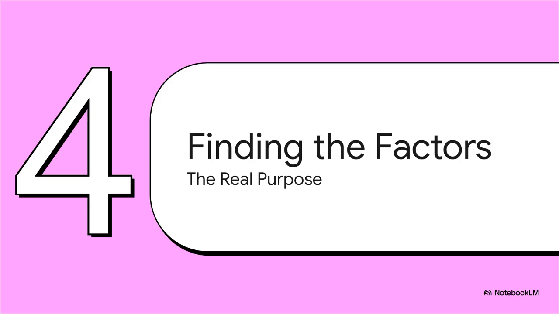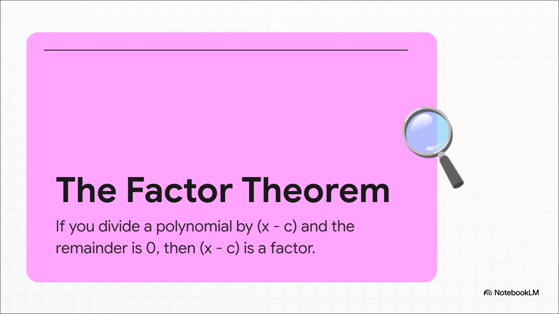So look, we know synthetic division is a fast way to divide. But that's not its real job. Now we get to the aha moment. The real power of this whole thing is in factoring polynomials. And this is all thanks to a beautiful little rule called the factor theorem. It's so elegant. It basically says that if you do a division and you end up with a remainder of 0, then the thing you divided by, that x minus c, is a perfect factor of the original polynomial.